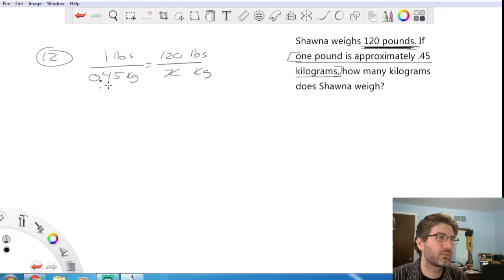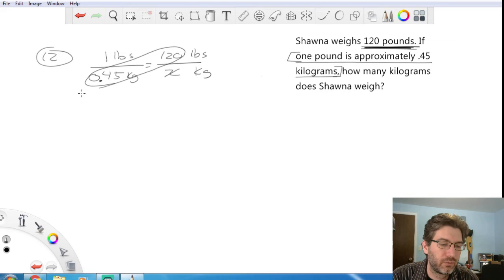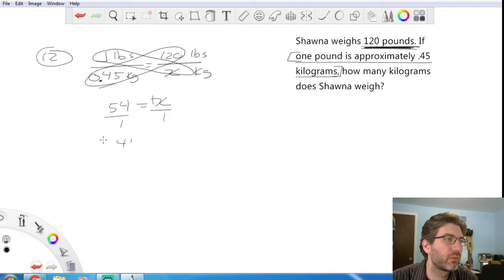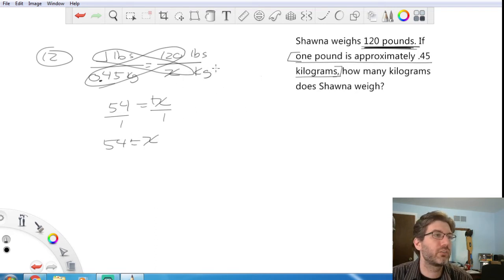Then you can solve, cross multiply. 0.45 times 120 is 54 equals x. And you're not doing division here because that's a 1. So you divide by 1, you're left with 54 equals x. So your answer here is kilograms because it goes with x. So your overall answer is 54 kilograms.